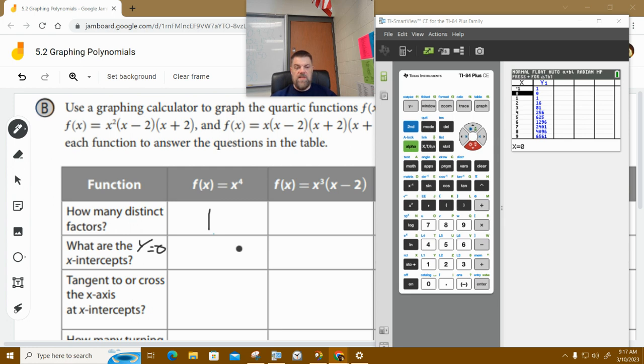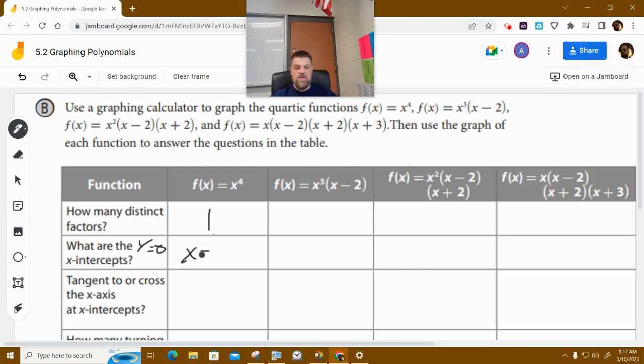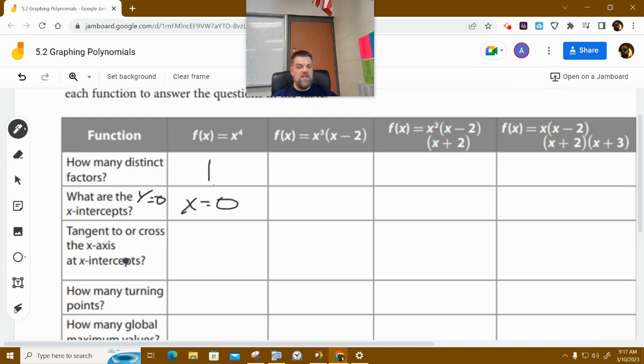So what are the x-intercepts? They occur when x equals 0. It says, is it tangent or does it cross? Well, I think it's tangent, don't you guys? It doesn't cross. It doesn't go across, so it must be tangent. And it's tangent at what? X equals 0, right? Good, you guys are getting the hang of this. If you can't hear it, they're finishing my sentences for me. That's awesome.